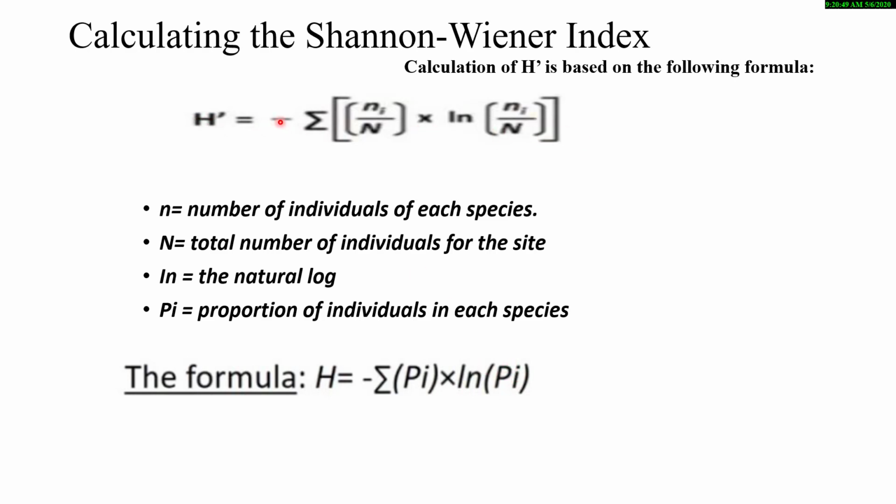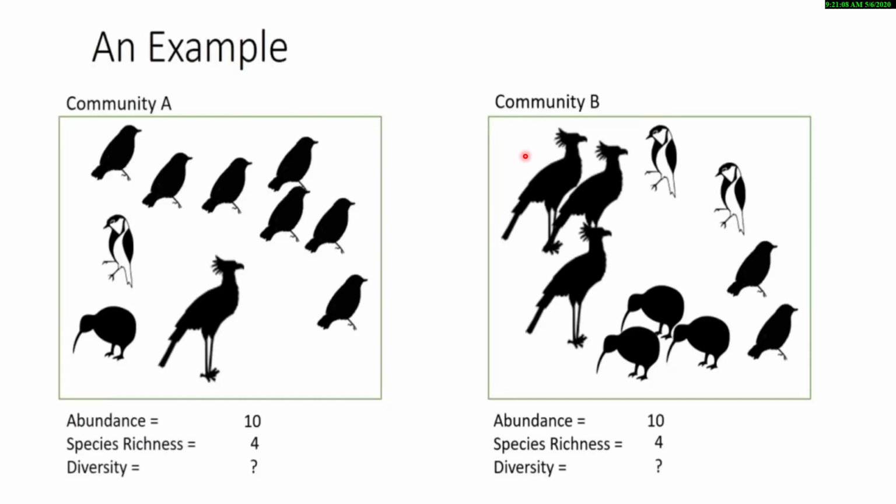This equation is the same as this. It means the proportion of the individuals in the community, that is, the individuals of a species divided by the total sum of individuals, times the natural log of the proportion of the individuals. So again, the formula is a little bit overwhelming, but please, let's see how the computation is done.